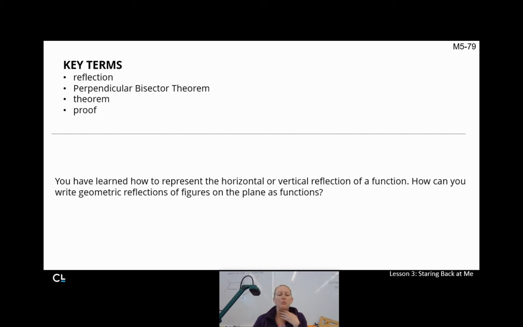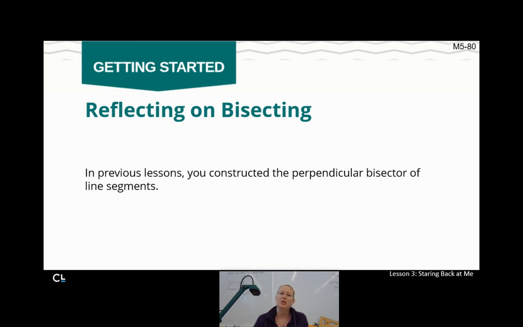So you have learned how to represent a horizontal or vertical reflection of a function, right? You have a line, that's your line of reflection. You flip it over to make your reflection. So how can you write geometric reflections of figures on the plane as functions, right? We like using that f of x. Last time we were doing that capital T of whatever that was that we were flipping over. So how would we do that as a reflection?